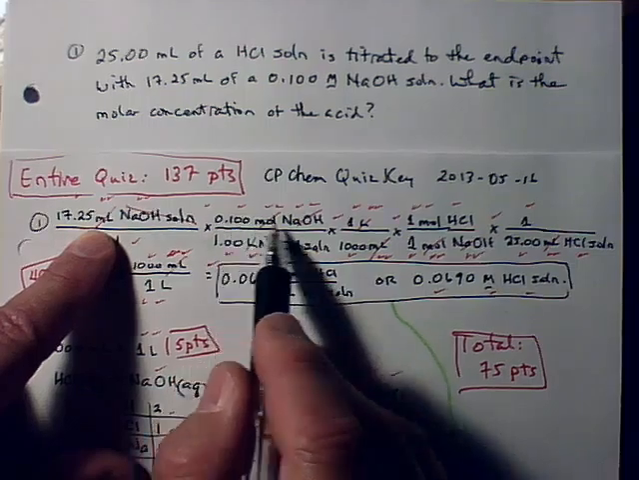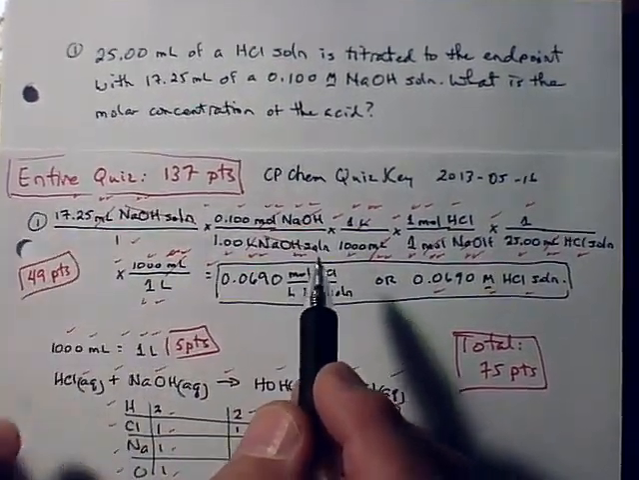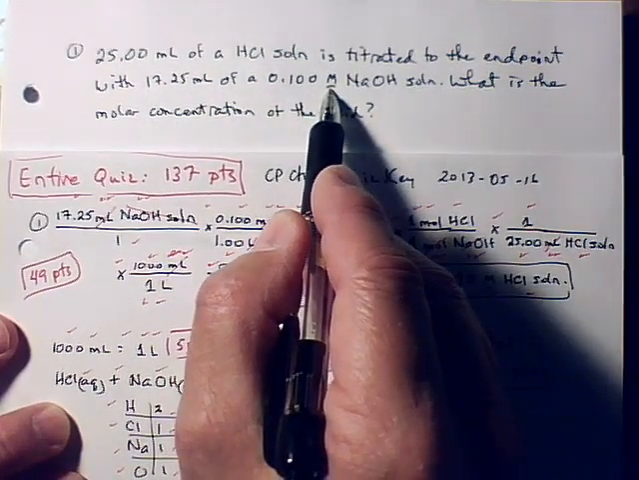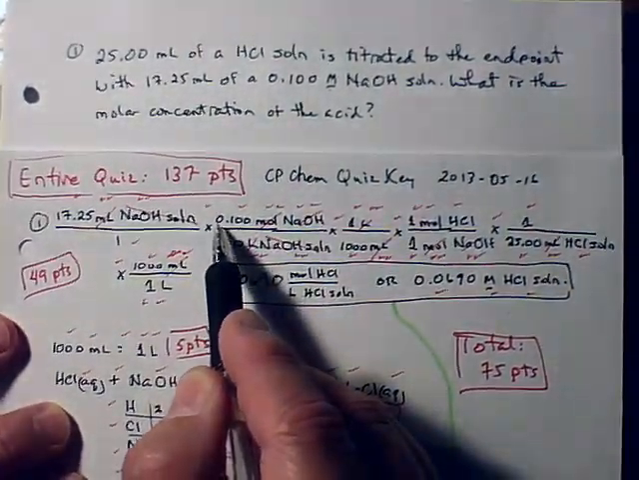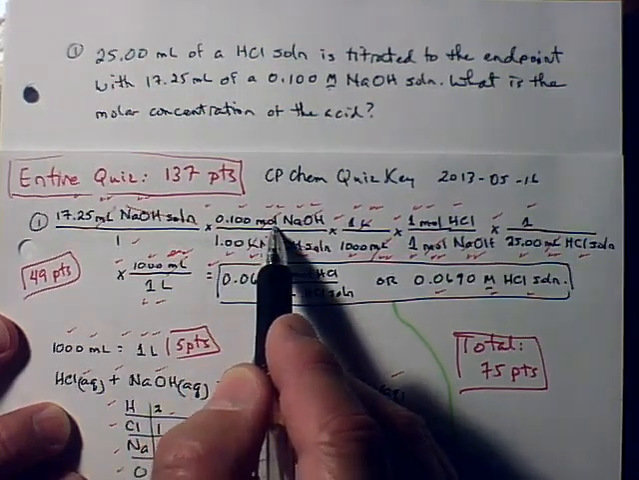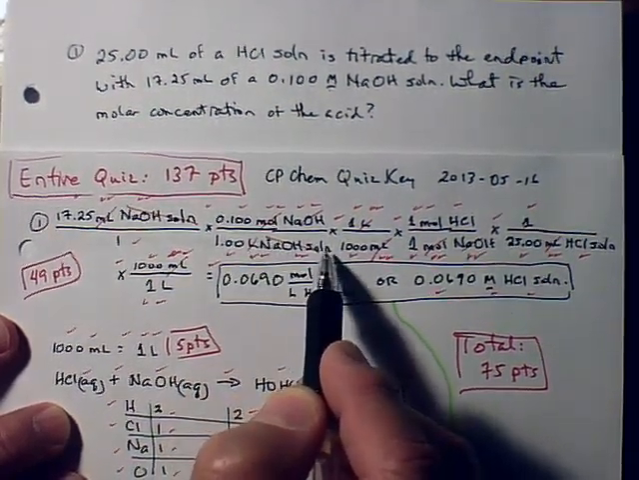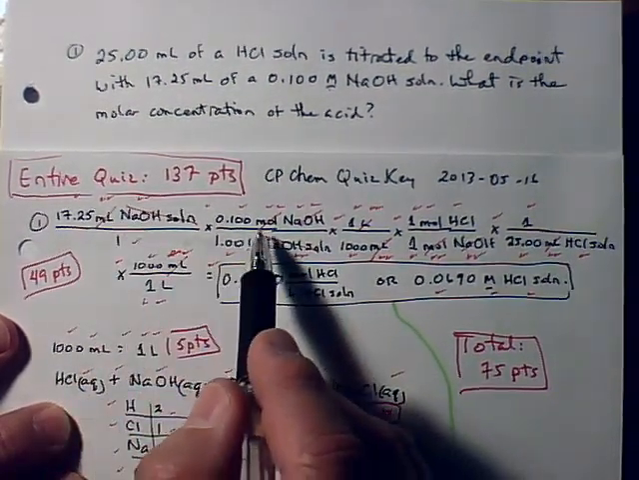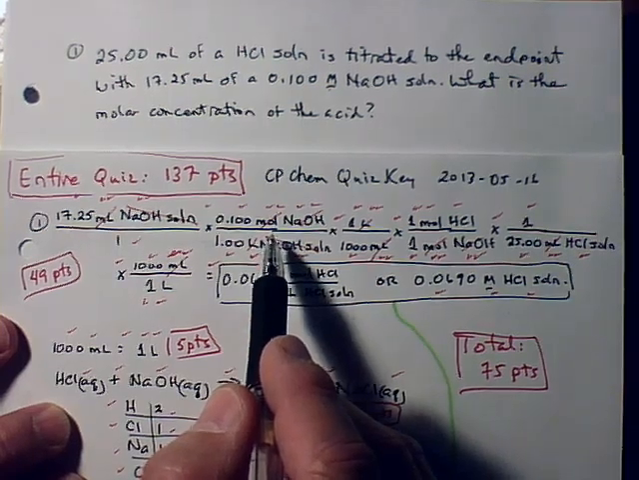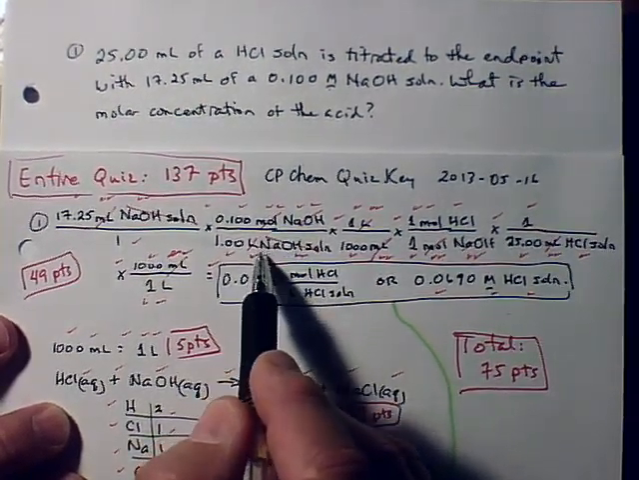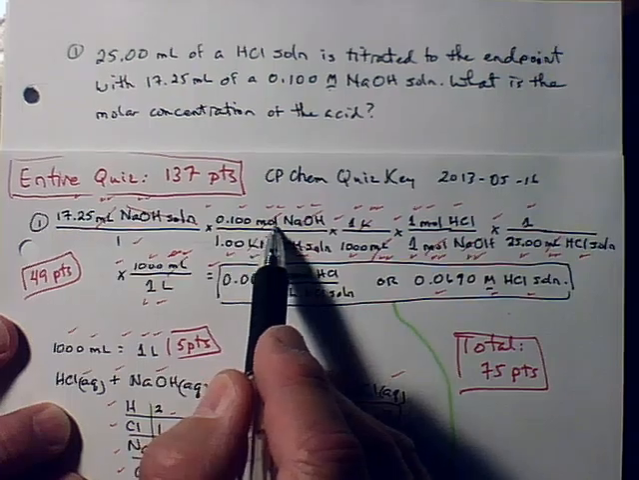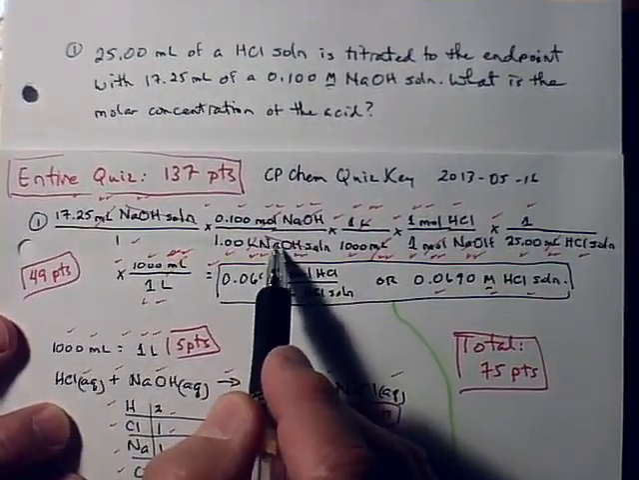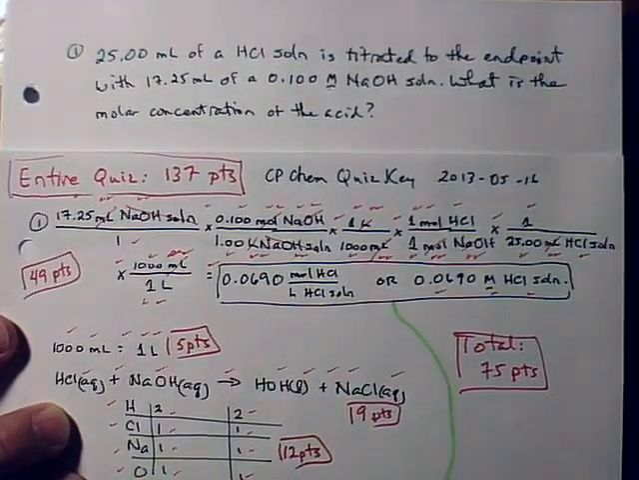Now, it's important to know that 0.100 molar NaOH is the same thing as 0.100 moles of NaOH over 1 liter of NaOH solution. Okay? So it's the same thing, but you need to break it apart into its component units of measurement. The component units here are moles and liters, and the component species is NaOH, and NaOH solution.